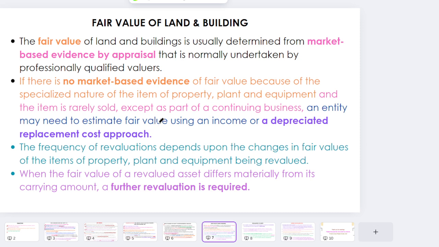Now let's see what we understand by the fair value of land and building. Fair value means it is based on market evidence by appraisal. For example, the valuator will take a market-based approach, but when we don't have new market-based evidence, then the company could use the next one, called the depreciated replacement cost approach, friends. Okay, and the next is the frequency of revaluation, which depends on changes in the fair value. If your fair value changes frequently, then we have to revalue that asset time and again. For that reason, further revaluation is required, I mean to say.